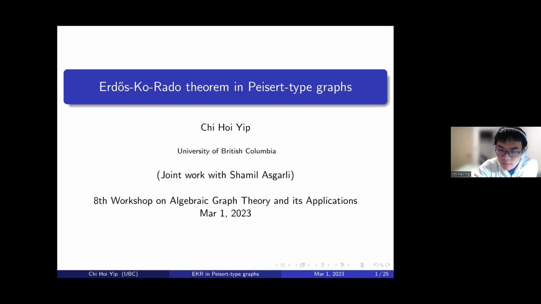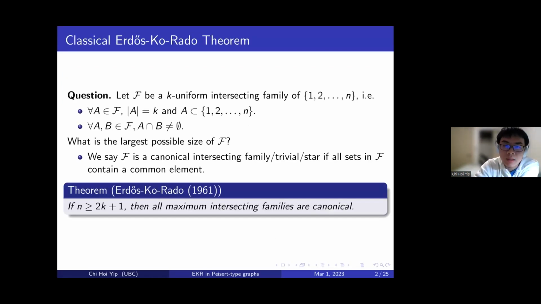I would like to start with some background on the Erdős–Ko–Rado theorem. So I will first talk about the classical Erdős–Ko–Rado theorem. This is about questions in extremal set theory, where we are interested in the largest possible size of a k-uniform intersecting family. So here is the definition of a k-uniform intersecting family.